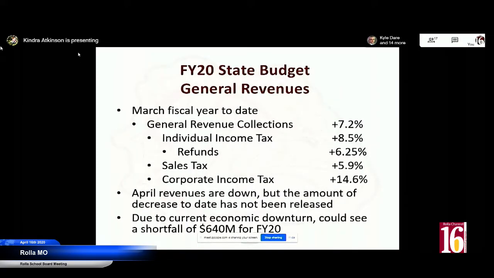So looking at the state budget general revenues for this year, through March, things have been looking pretty good, actually. General revenue collections are up, and individual income tax is up over last year. Refunds, however, are up, so that's a negative impact on general revenues. Sales tax and corporate income taxes are also up. All of those are expected to drop dramatically over the next few months. There's an estimate of an economic downturn, and we could see a shortfall of about $640 million at the state level for the current fiscal year between now and June.